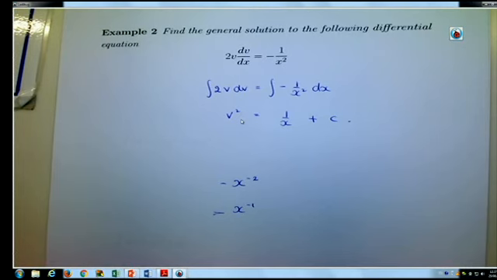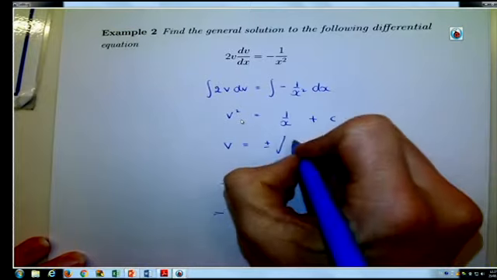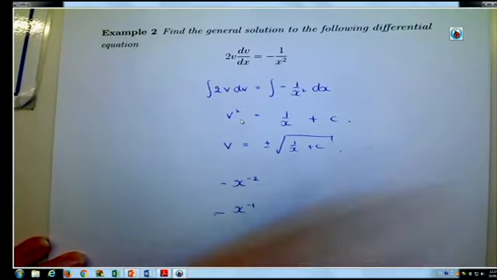Oh, yeah, I was going to take it further. v equals plus or minus the square root of 1 over x plus c. Don't forget the plus and minus.